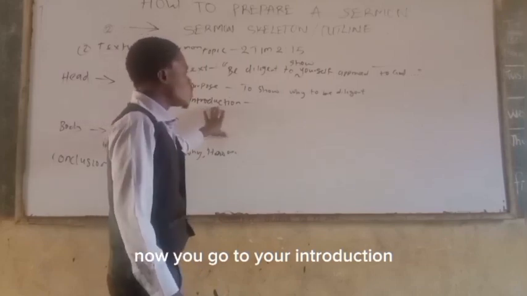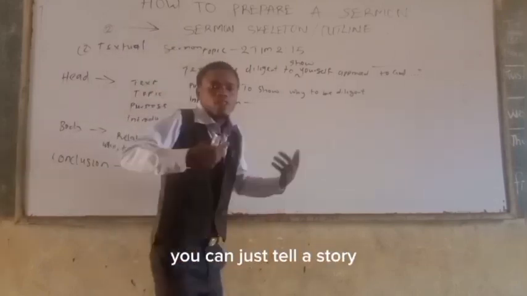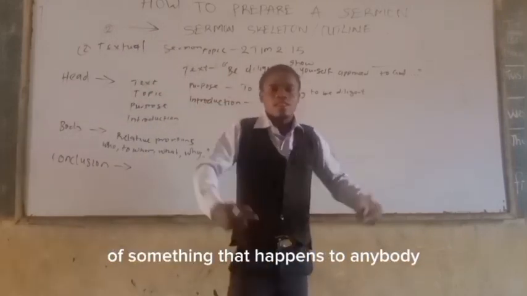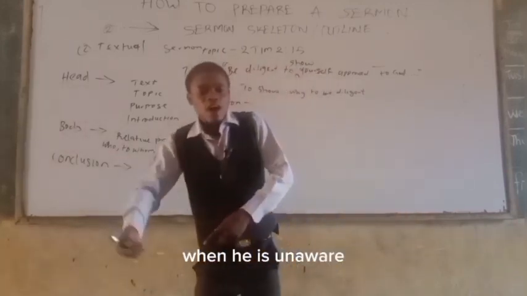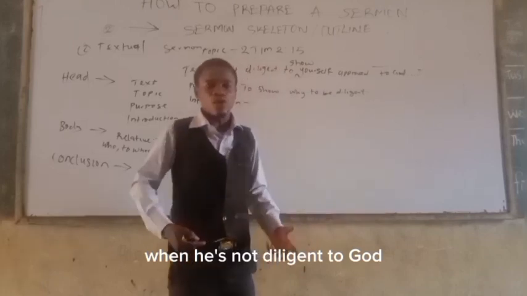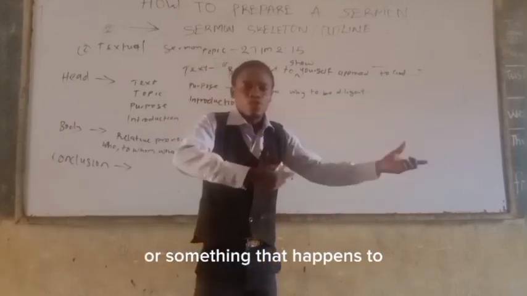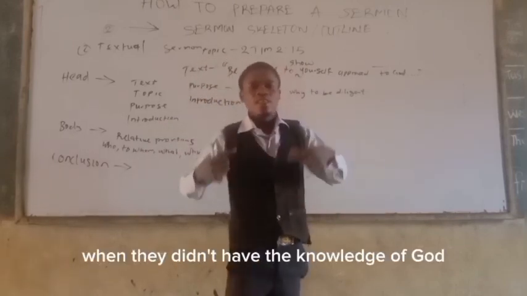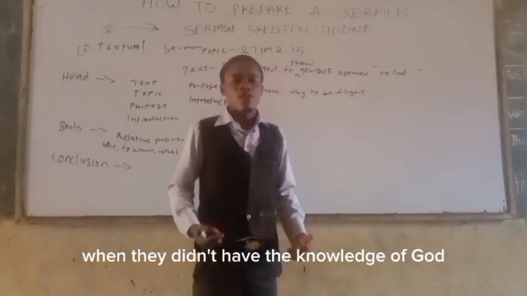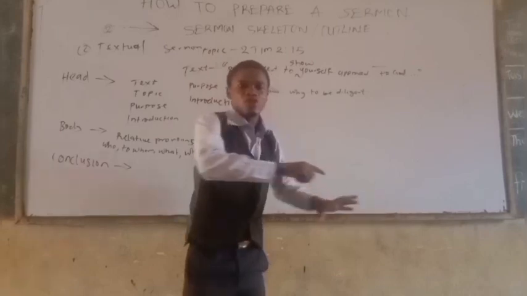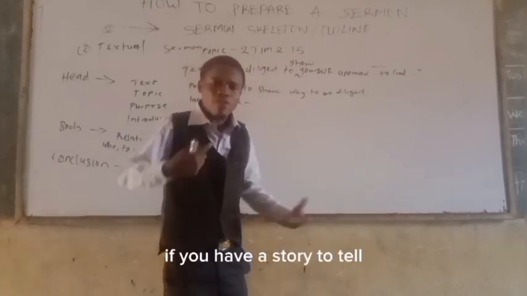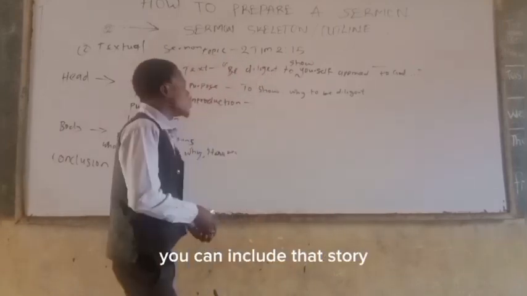Now, you will go to your introduction. In your introduction, you can just tell a story of something that happens to somebody when he did not know, when he's not aware, when he's not diligent to God, or something that happens to a preacher or a leader when he didn't have the knowledge of God, when he's not diligent with the work he's doing. You will have a story to tell. You will include that story.